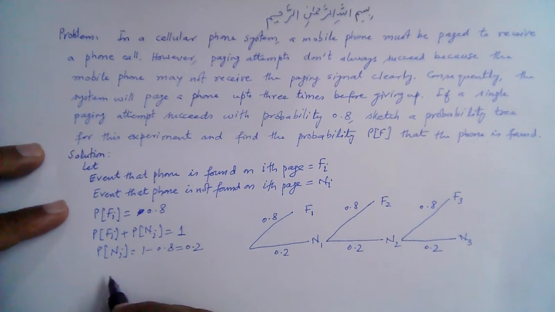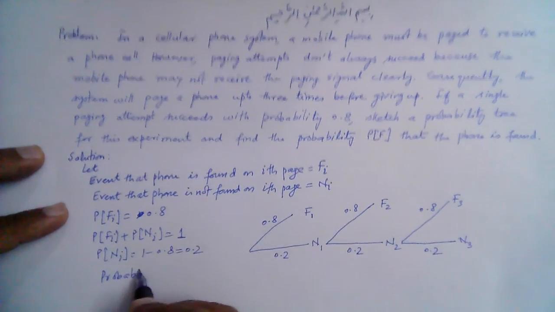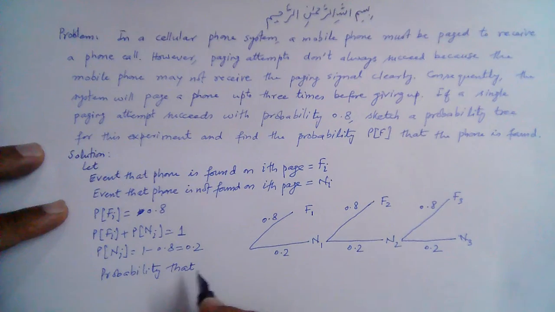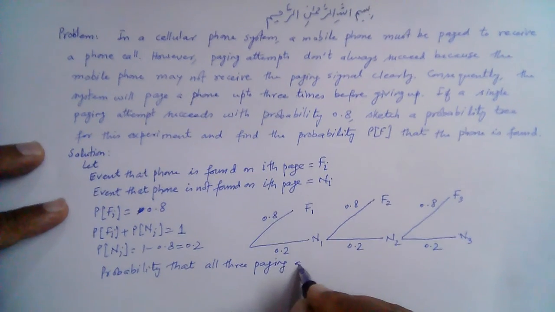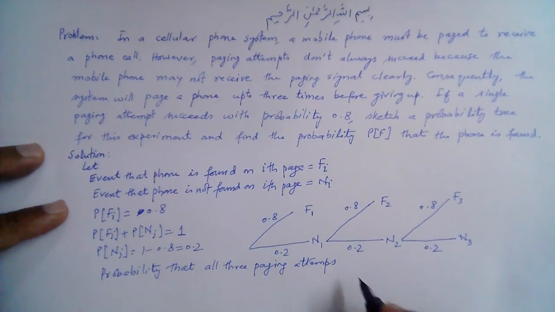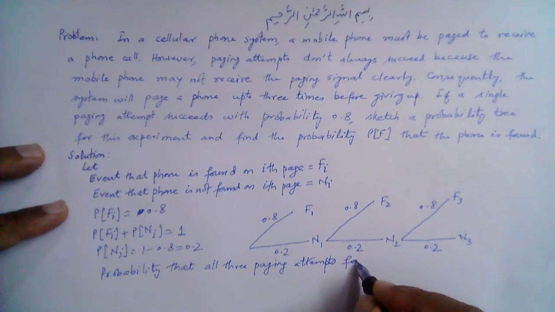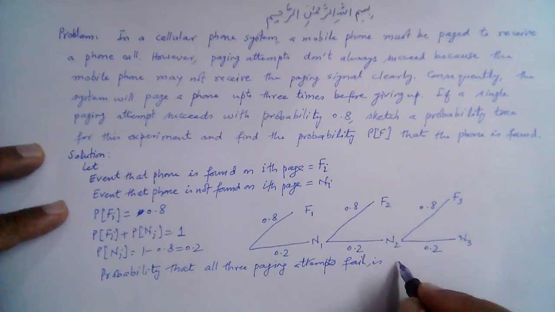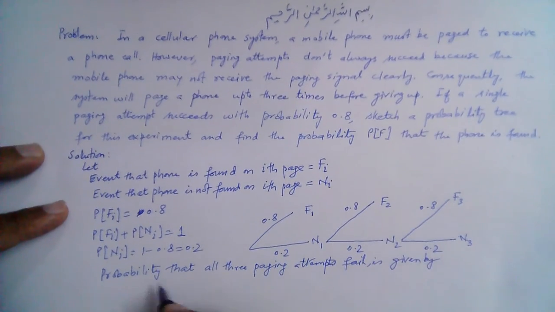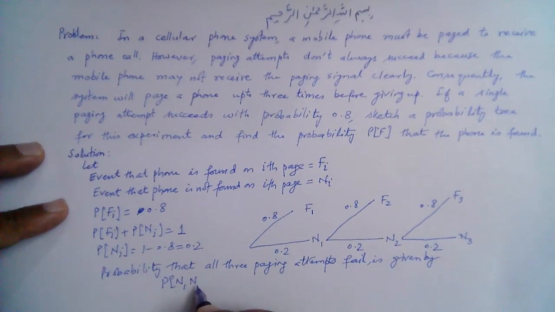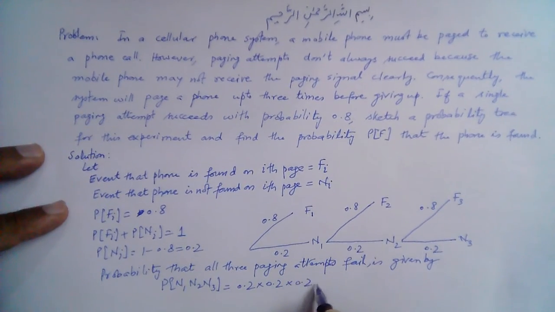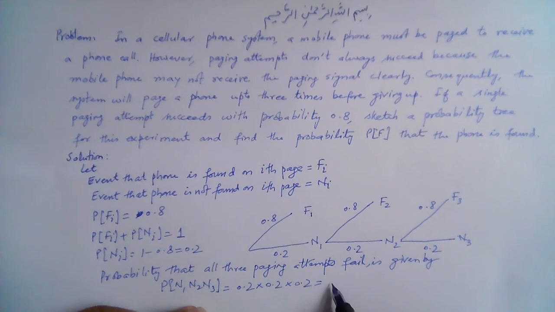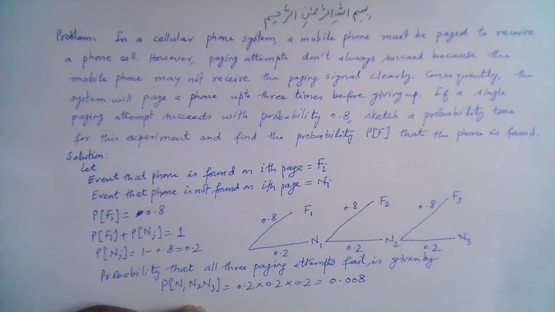So the probability that all 3 paging attempts fail is given by the probability of N1, N2, N3, and that is 0.2 multiplied by 0.2 multiplied by 0.2. So that is 0.008. So this is a very small probability that the phone is not found in the 3 paging attempts.